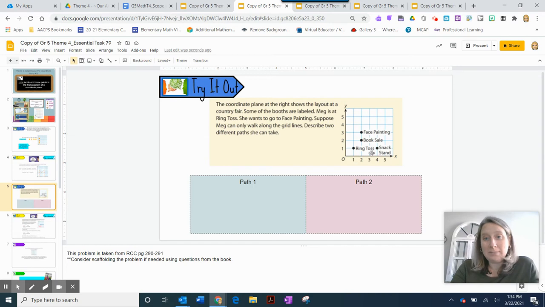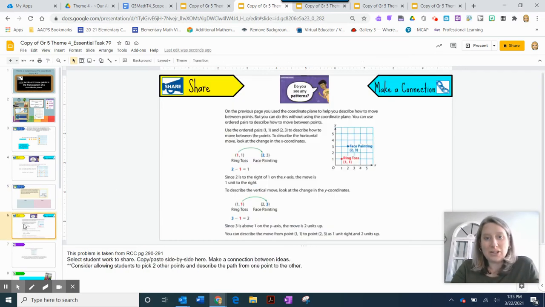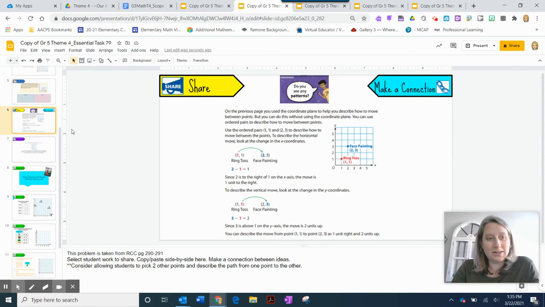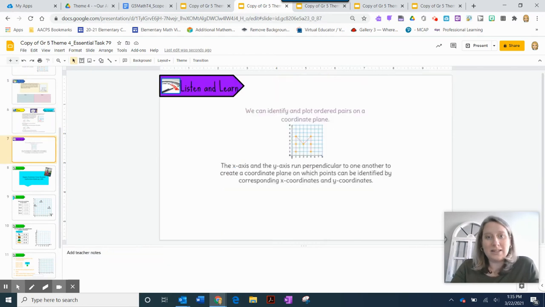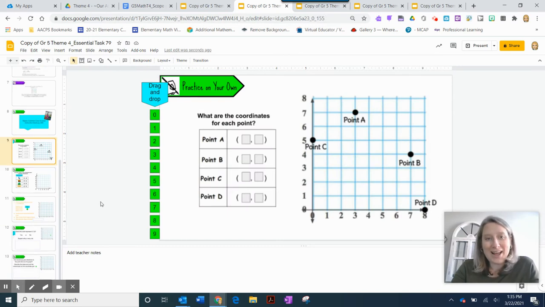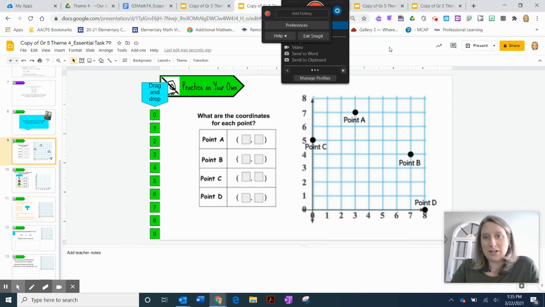Here's a coordinate plane. This one, we're really talking about using the coordinate plane as directions or different paths that they could take. There's a bunch of scaffolding questions in that Ready Common Core textbook, so I highly recommend utilizing that to help guide and facilitate students as they work through it. Once again, a bunch of practice here for students to do. Whoops, I apologize on that.